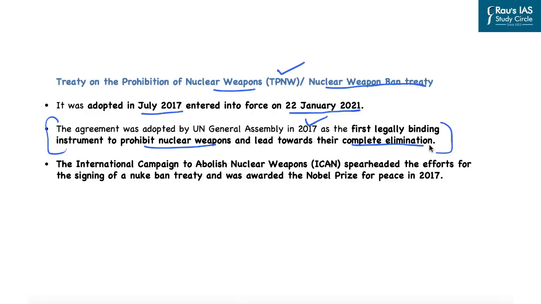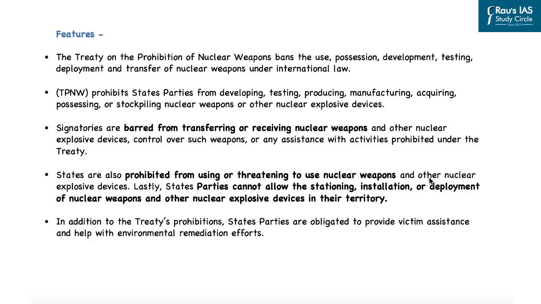In this line, the efforts for the finalization of the TPNW treaty was spearheaded by International Campaign on Abolition of Nuclear Weapons, or ICAN, and for this it was awarded the Nobel Prize for Peace in 2017. Now, coming to the features of the TPNW, it bans the use, possession, development, testing, deployment, as well as transfer of the nuclear weapons under the international law.